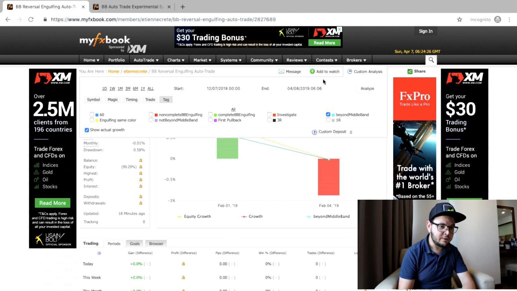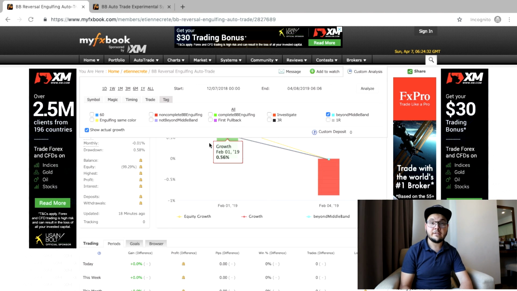Other tags we have over here are not beyond the middle band. Okay, we want to test things out. If it's the first pullback, something I tested recently. So is it in a trend on a first pullback or first retracement?